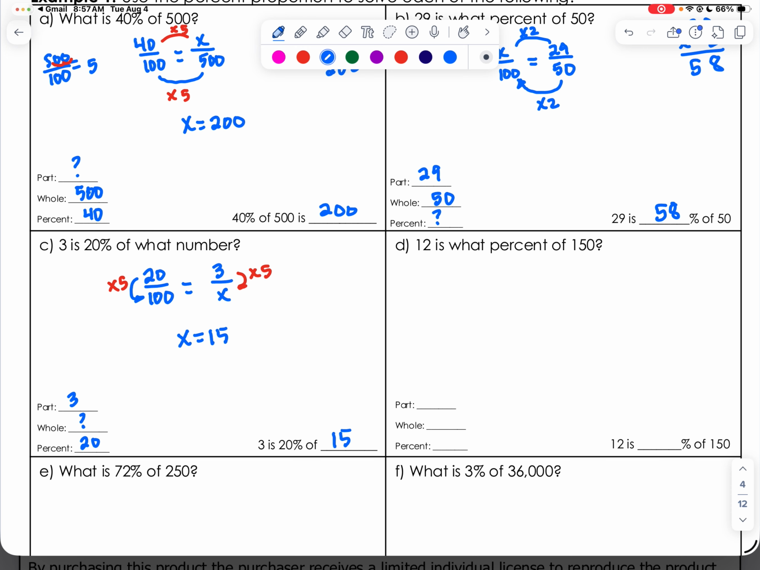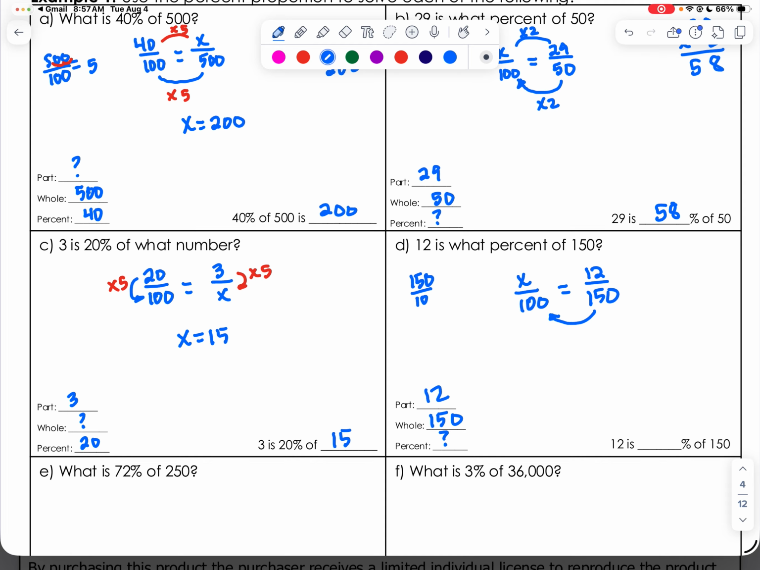All right, D. 12 is what percent of 150? So in this problem, our whole is 150. I do not know the percent, and the part would be 12. So my first ratio would be x over 100, since I don't know the percent. And then the part, 12 over the whole, 150. All right, now here it's a little bit harder to find our scale factor. Let's see. So let's go this way.